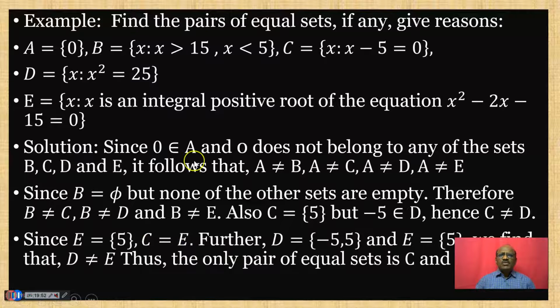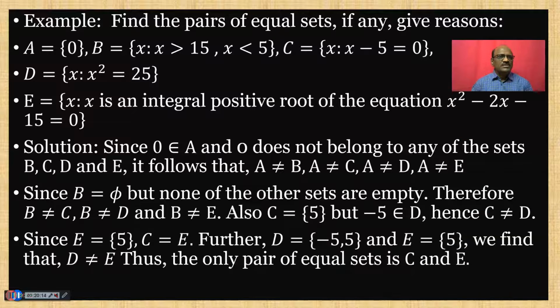What about D? D has the two elements, minus 5 and 5. E has only the 5. We find that D is not equal to E, because D has two elements. Thus, the only pair of equal sets is C and E. See here, C has the element 5 and E has also the 5. Therefore, C and E are the equal sets. You can find it out.